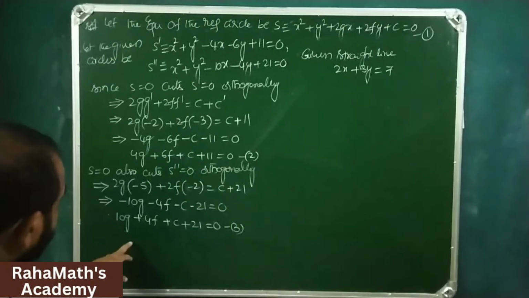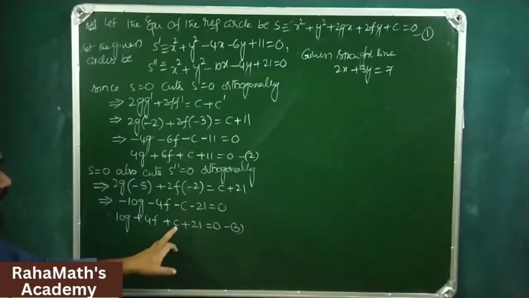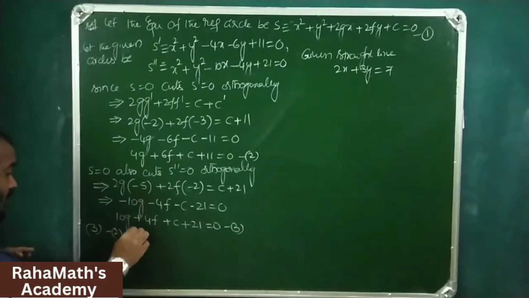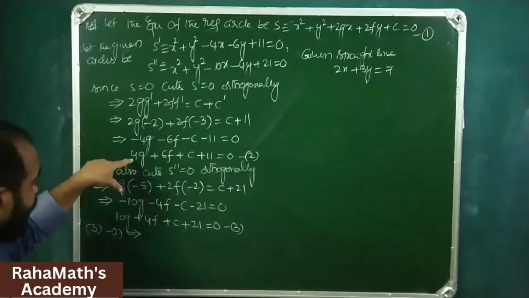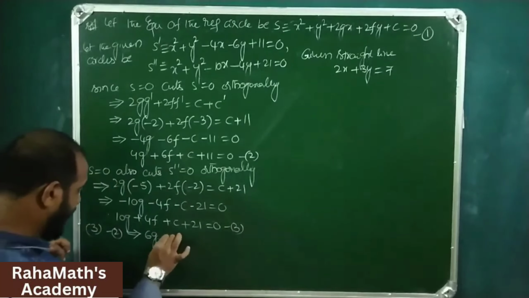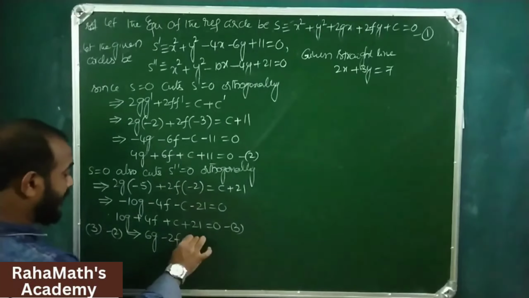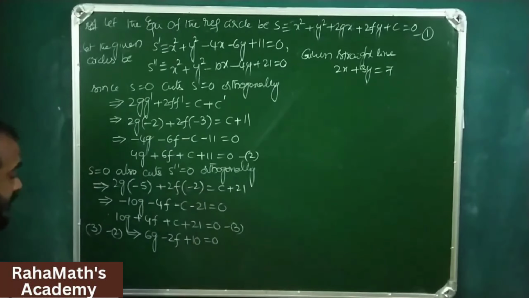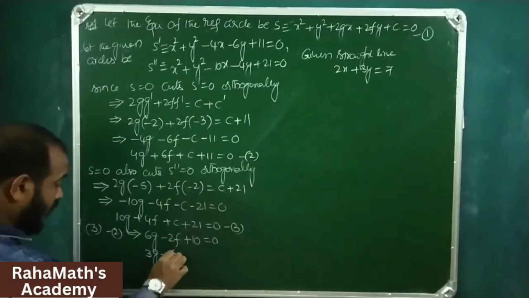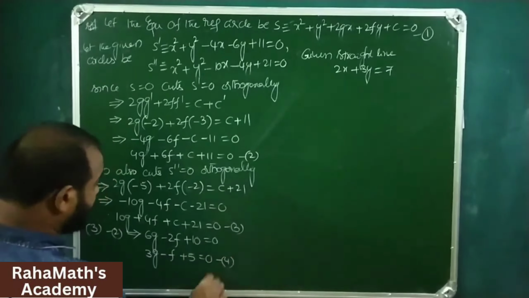So let us subtract. If I subtract 3 and 2, then this plus c and this minus c will be cancelled. So 3 minus 2 means 10g minus 4g is 6g, 4f minus 6f is minus 2f, plus c minus c gets cancelled, 21 minus 11 is plus 10 equals to 0. That means if I take 2 in common, 2 3s, next 2 plus 2 5s are 10 equals to 0. Let us suppose this to be the fourth equation.